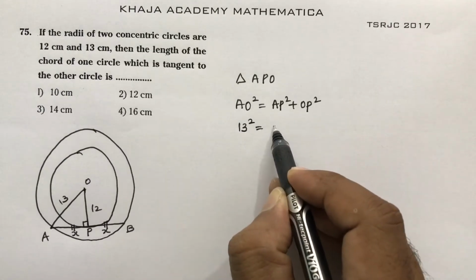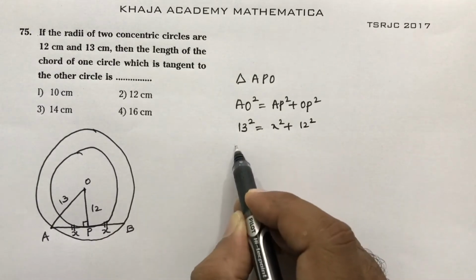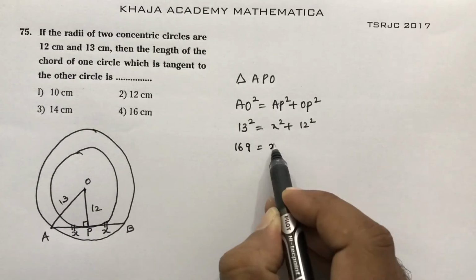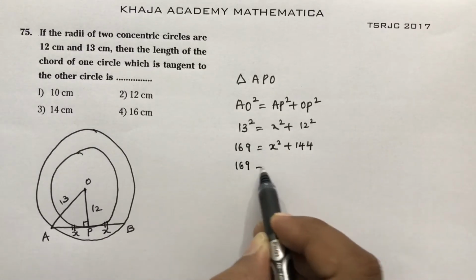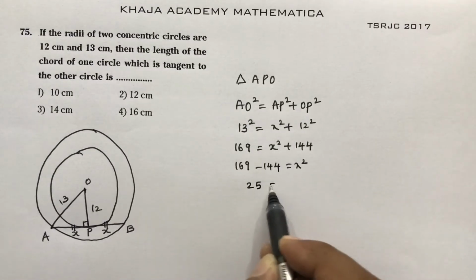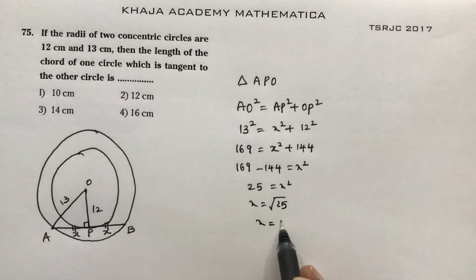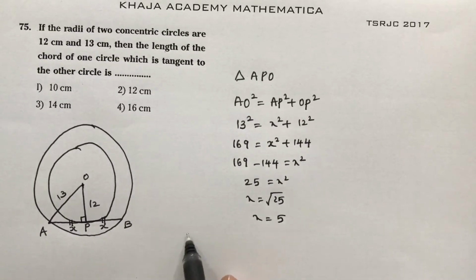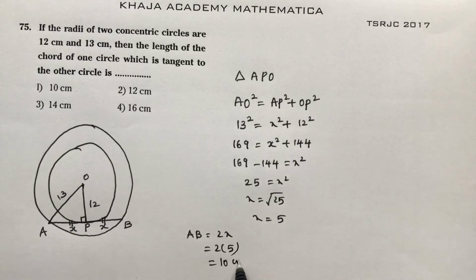13 square is X square plus OP is 12 square. 13 square 169, X square plus 144. 169 minus 144 equals X square. So 25 equals X square. So X equals root 25, X equals 5. See, if X is 5, then AB is 2X. So 2 into 5, that is 10 centimeters. So the correct option is 1.